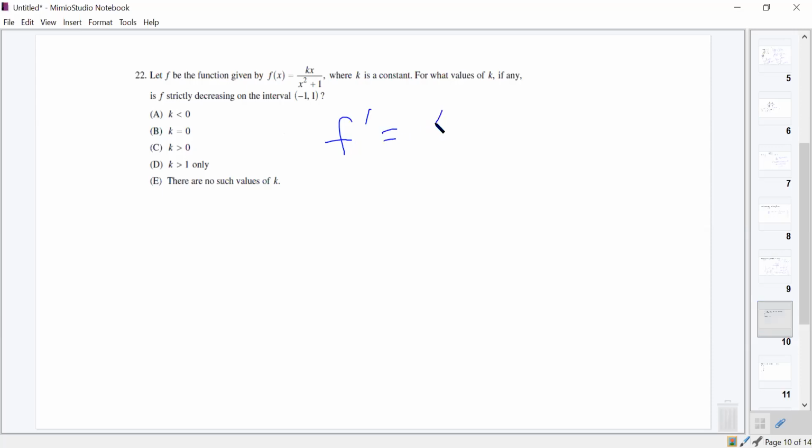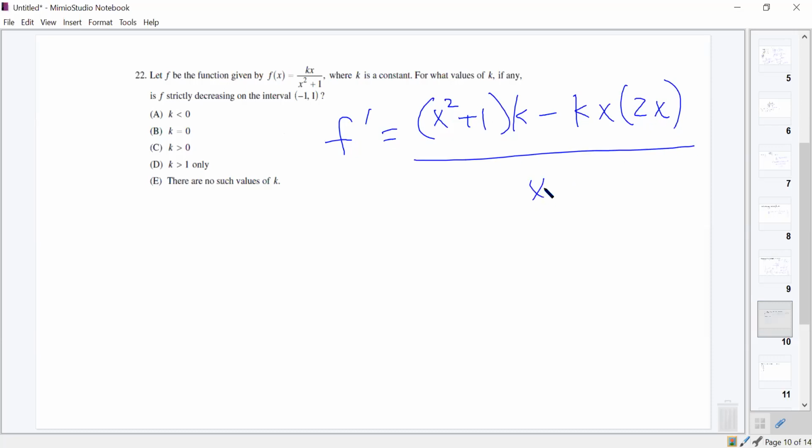F prime ought to be, by the quotient rule, x squared plus 1 times the derivative of kx minus kx times the derivative of x squared plus 1, all over x squared plus 1 squared. And we want to know what makes this negative. The denominator is not going to have any bearing on whether it's negative because that's always positive. So really what we're looking at is this kx squared plus k minus 2kx squared.